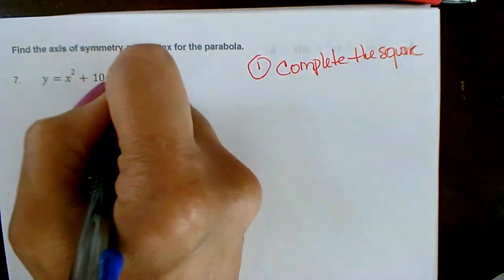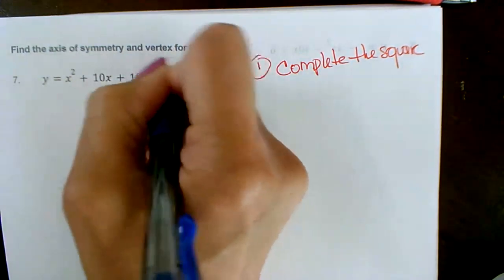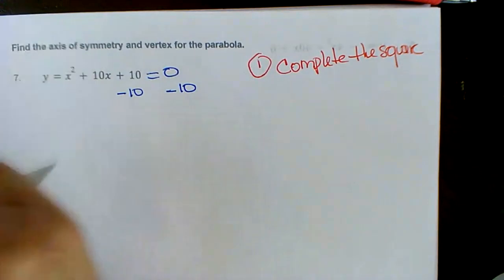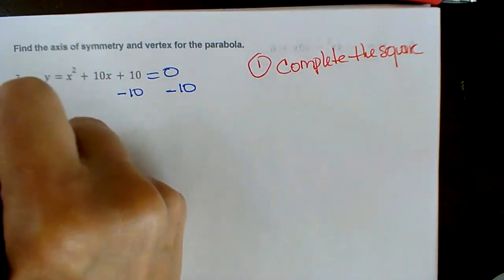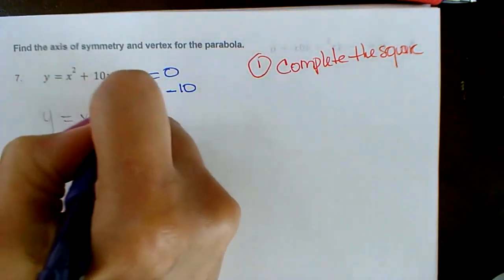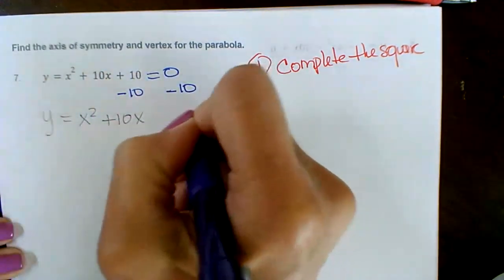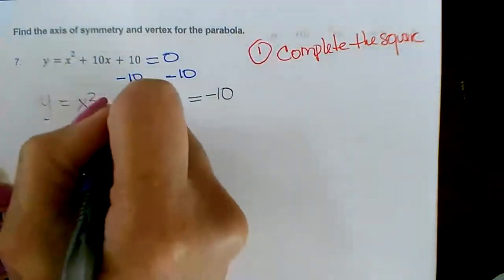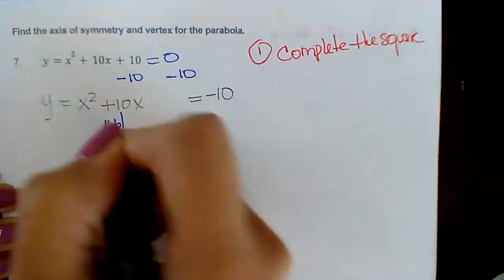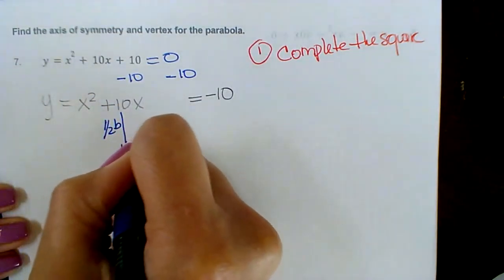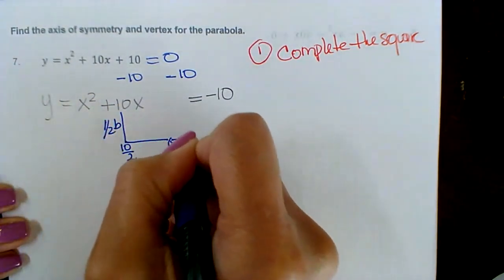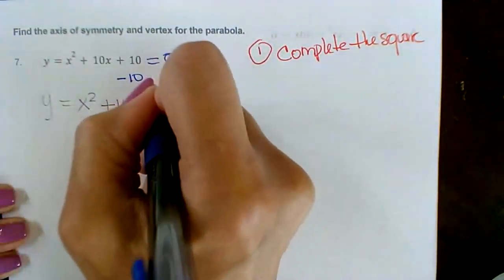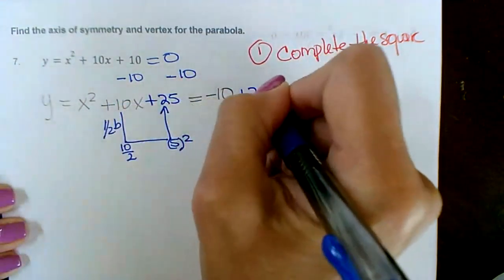So this is equal to 0, and I'm subtracting 10. So it's going to be y is equal to x squared plus 10x equal to negative 10. Now, let's take half of this one, which is 10 over 2. It's going to be 5, x squared, and we're going to add it here. So it's going to be plus 25.